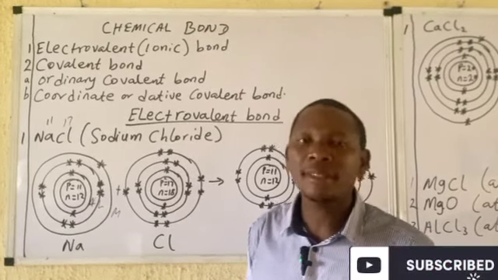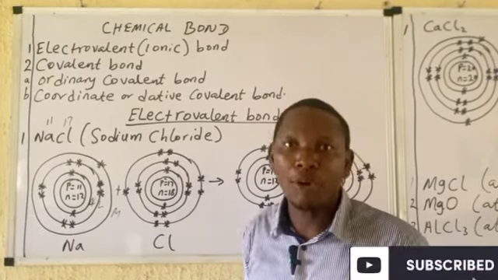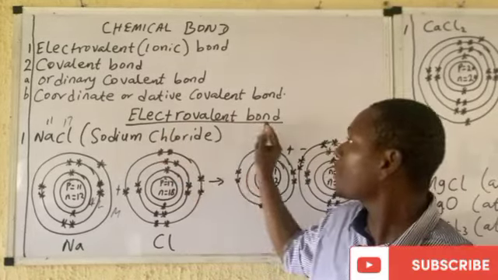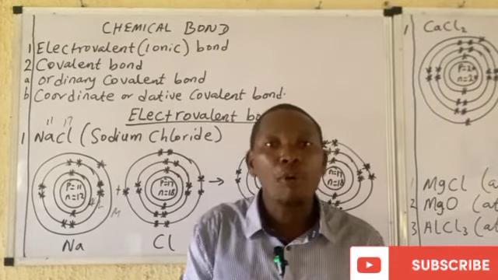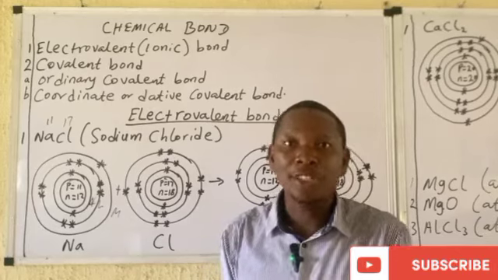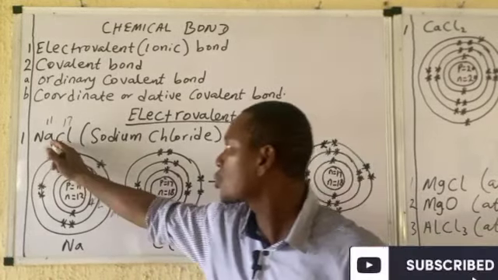In some cases, there is sharing of electrons. In some cases, there is transfer of electrons. One loses an electron and the other one gains. So, the electrovalent bond is a kind of bond that is formed when one element loses an electron and the other gains electrons. So, let's discuss that using sodium chloride.